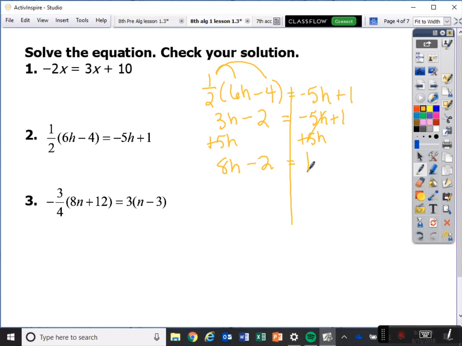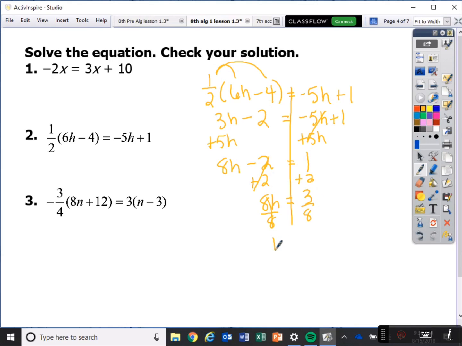Alright. Now what do I get rid of first, the 8h or the negative 2? Negative 2. So I would plus 2. So 8h equals 3. Is h by itself yet? No. We still need to divide by 8.